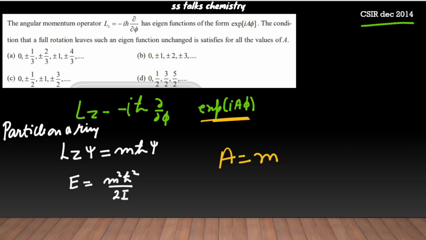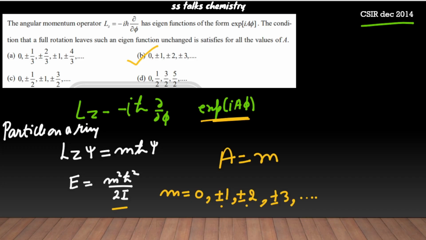And from the energy values, if you see here, for the m value which is 0, the energy value is going to be non-degenerate. For the rest, if you take m as plus minus 1, that means for plus 1 and minus 1, the energy levels are going to be degenerate. Similarly for plus minus 2, energy values are going to be degenerate, which implies the possible m values are 0, plus minus 1, plus minus 2, plus minus 3, like this. So based upon this, option B is going to be the right answer.